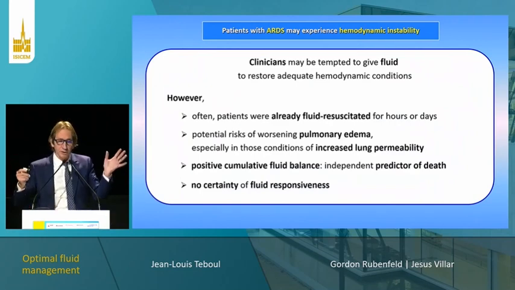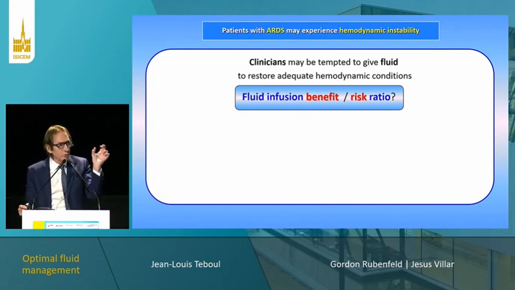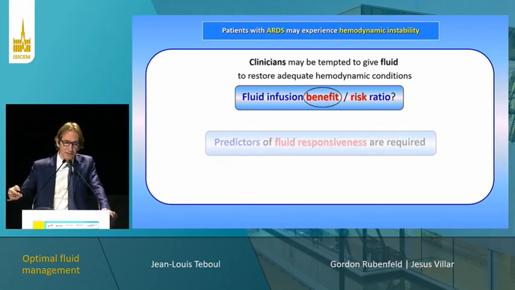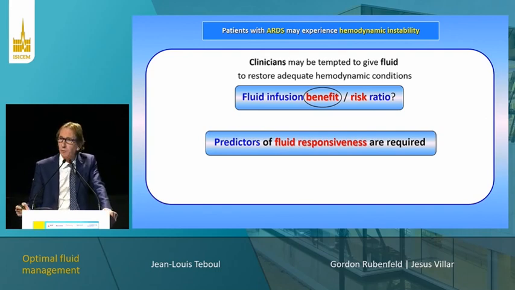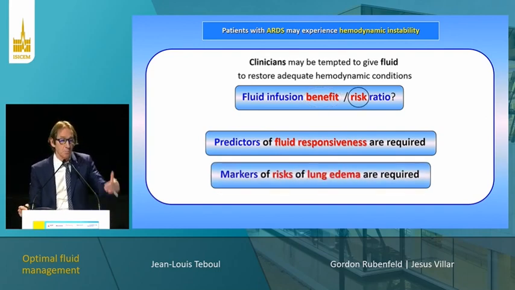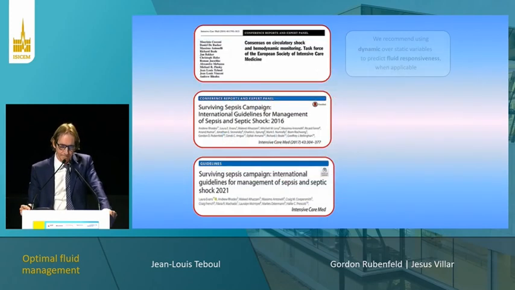So, because of all these reasons, we need to assess the fluid infusion benefit-risk ratio in an individualized way. How to assess this? The benefit can be assessed by predictors of fluid responsiveness, of course, and the risk can be assessed by markers of the risk of lung edema, for example. Let's start with the predictors of fluid responsiveness in ARDS patients.